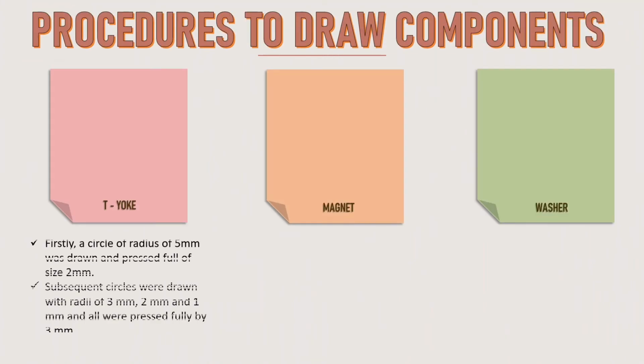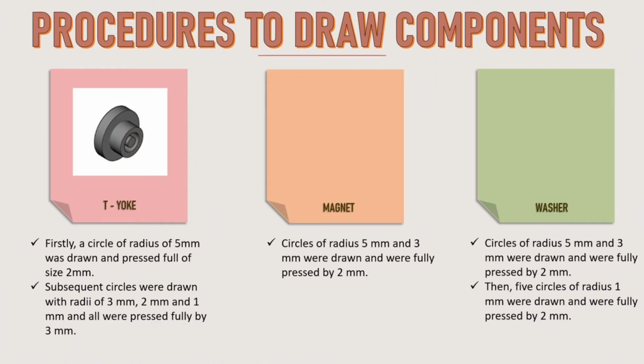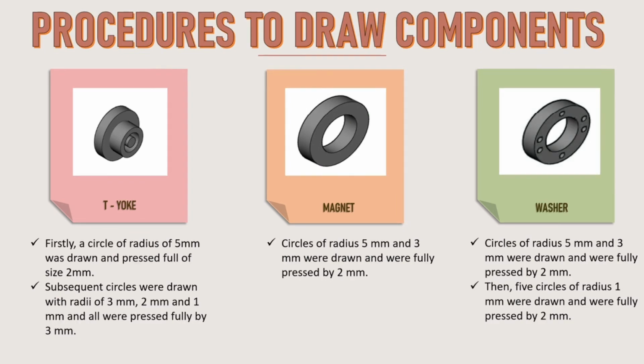Procedures to draw components. T-yoke. Firstly, a circle of radius 5mm was drawn and pressed fully by 2mm. Subsequent circles were drawn with radii of 3mm, 2mm and 1mm, and all were pressed fully by 3mm. Next is the magnet. Circles of radius 5mm and 3mm were drawn and were fully pressed by 2mm.